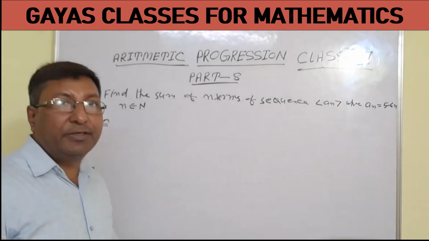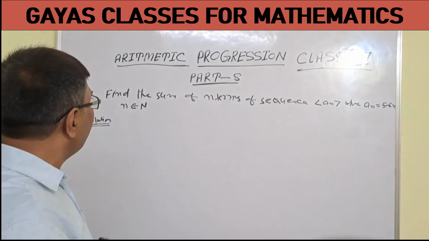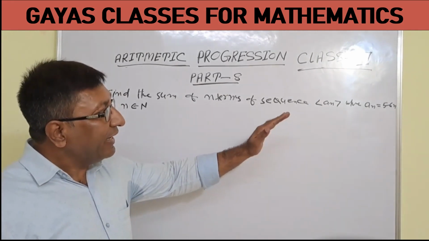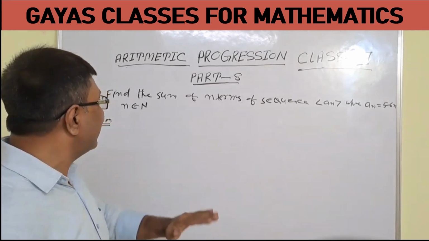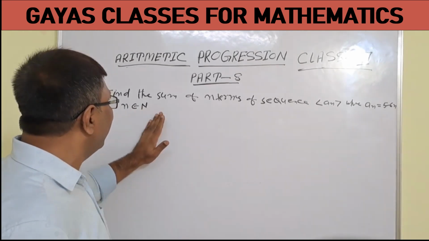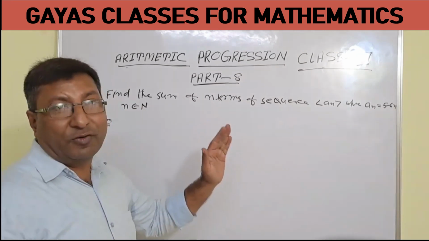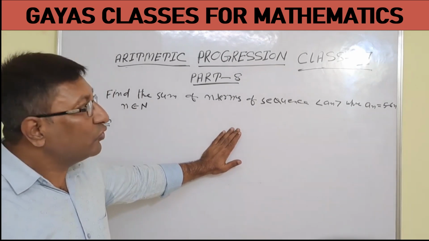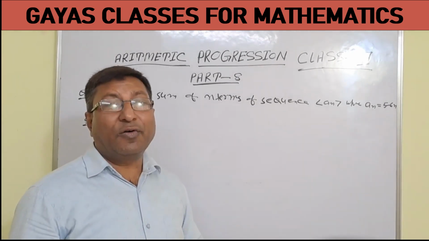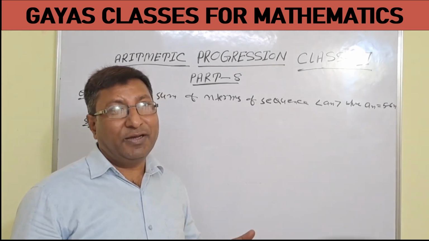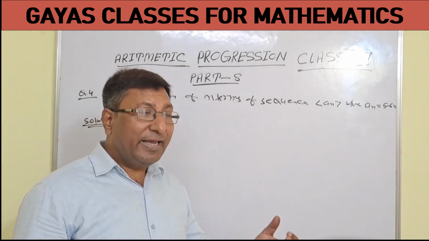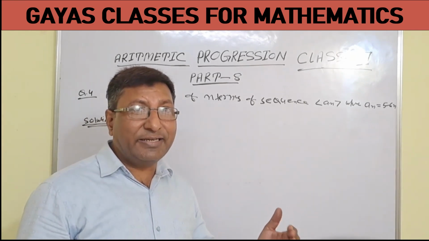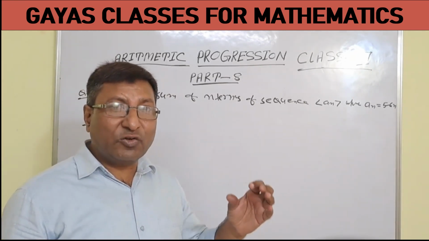Now see question number 4. The question 4 is what? Find the sum of n terms of the sequence where a n is 5 minus 6n. n is a natural number. So first you see whether the given sequence is an AP or not. If a n is given, how can we find whether the given series is an AP? So the trick is to find a n plus 1 minus a n. If a n plus 1 minus a n is a constant, then the sequence will be an AP.